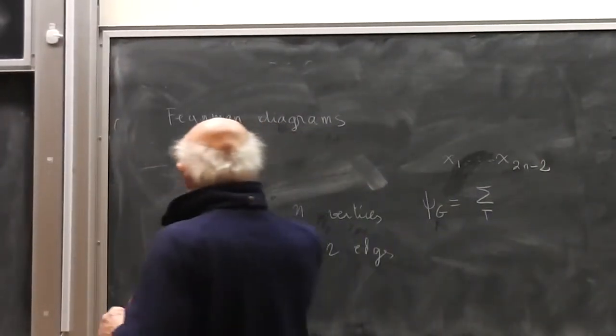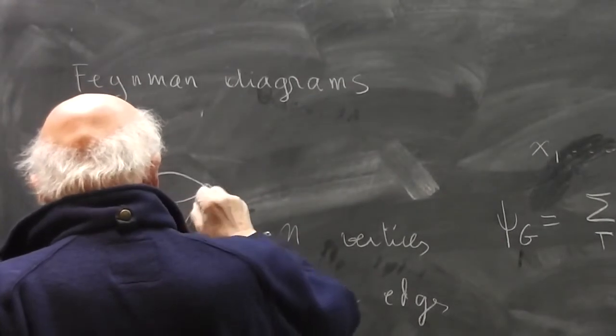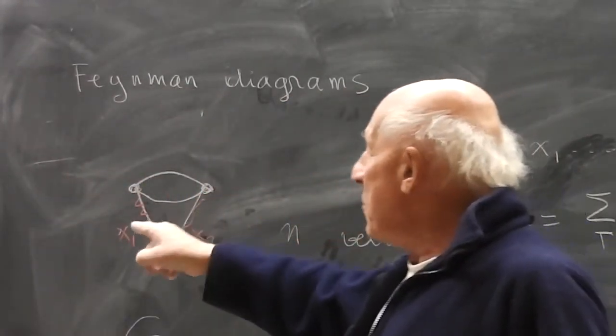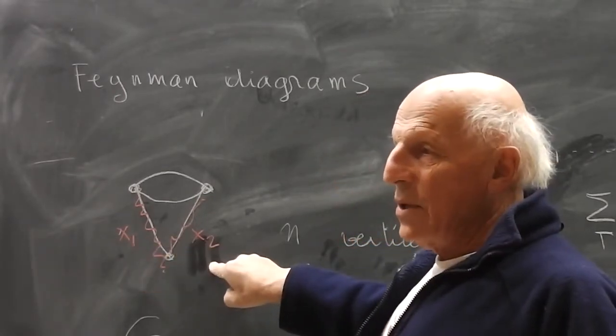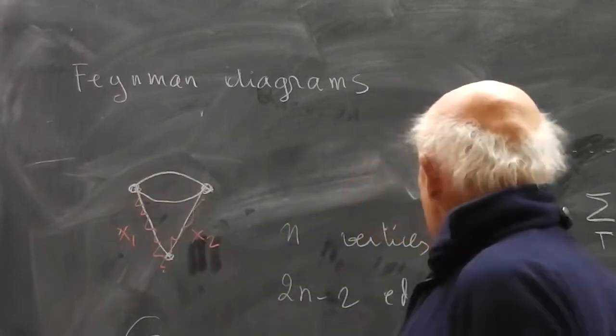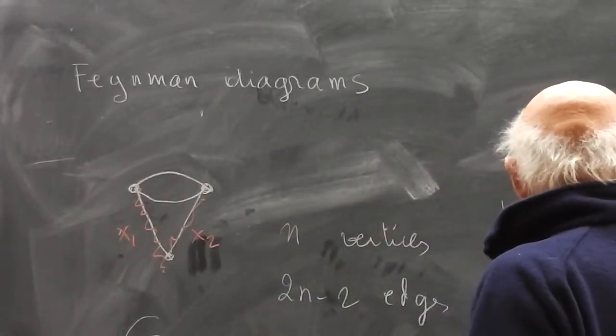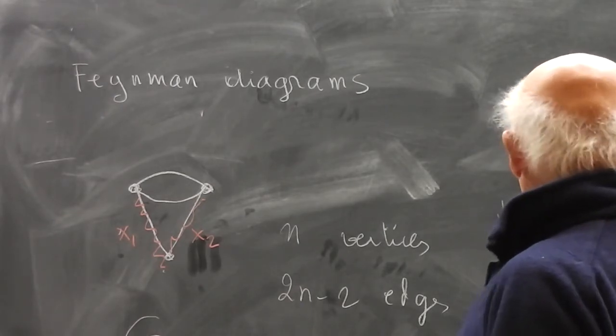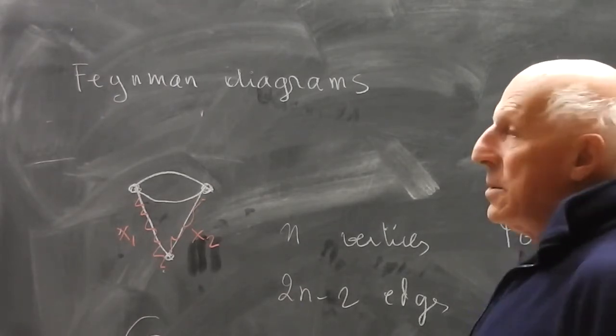these 2 edges. They correspond to variables x1 and x2. Then you take the corresponding monomial x1 times x2. And you take the sum of all monomials corresponding to all trees. So it's a certain polynomial, a homogeneous polynomial of degree n minus 1.